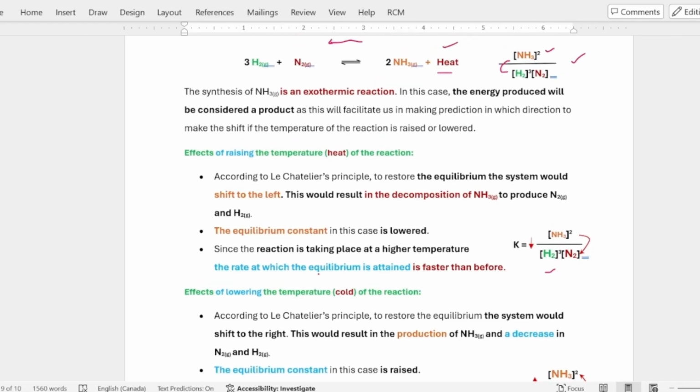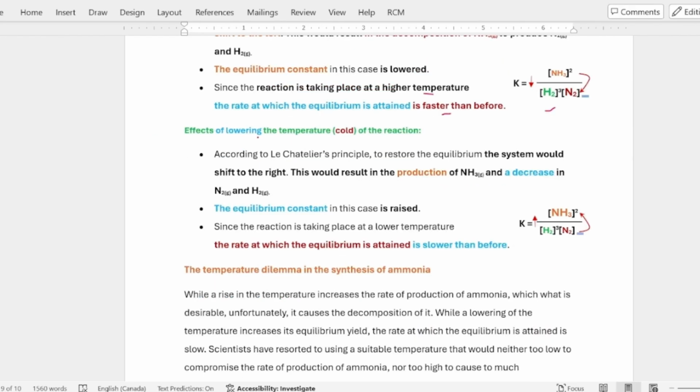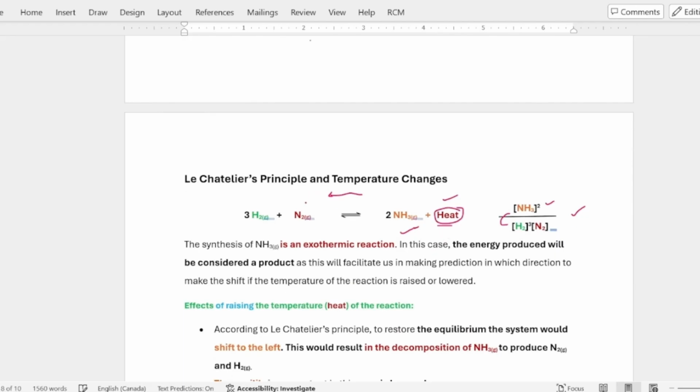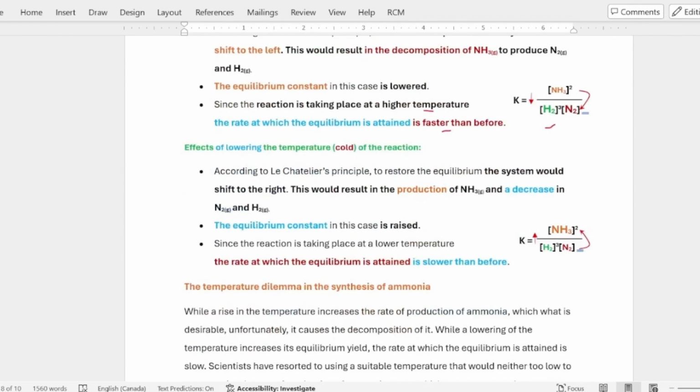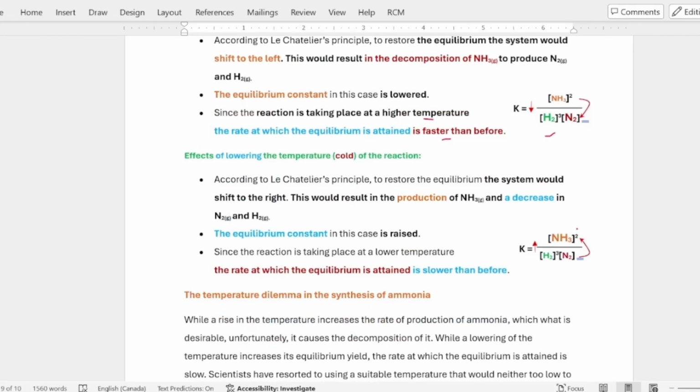But look at this. Since the reaction is taking place at a higher temperature, the rate at which the equilibrium is attained is faster. Let's see what happens when you lower the temperature. According to Le Chatelier's principle, we are removing heat, we are removing this guy. This system will try to go in the direction to replace it. So what's going to happen? You're going to have more hydrogen and nitrogen reacting with each other to give you ammonia. The equilibrium constant now will increase because you're creating more of that. But it will take a long time for this equilibrium to be established.